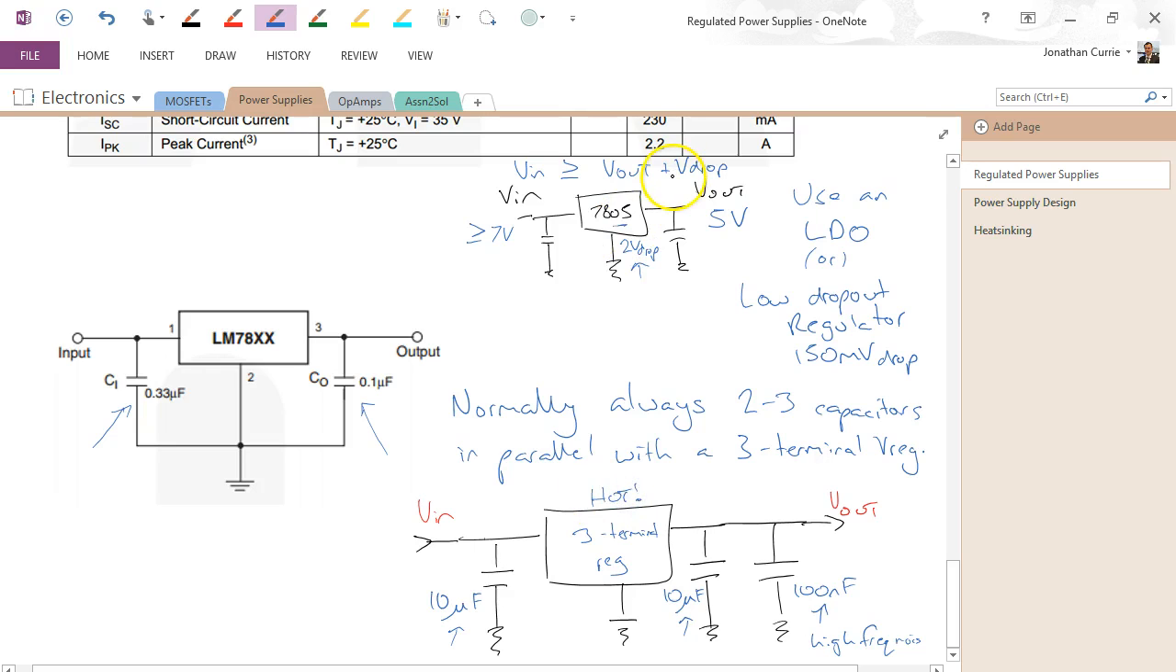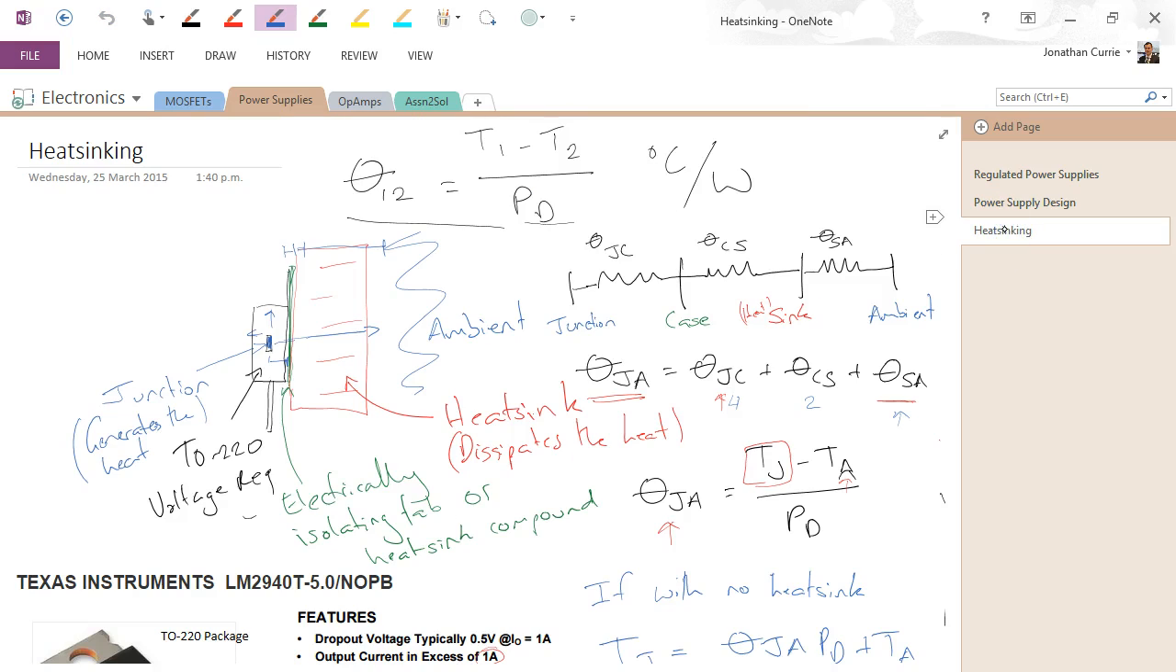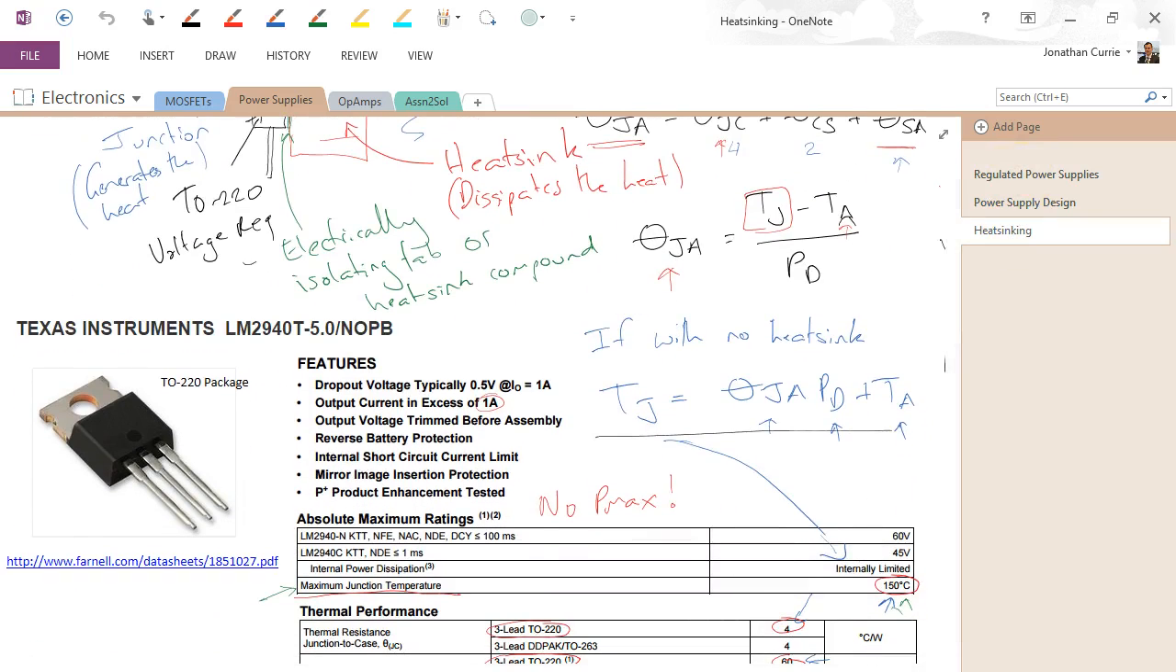Alright, that voltage drop there, so power dissipated across this device is very roughly V in minus V out times I out, and typically anything greater than about a watt you're going to need to start thinking about heat sinking. It does depend on the device, and so have a look at the lecture that I did later on heat sinking for, as we see here, a typical linear voltage regulator.